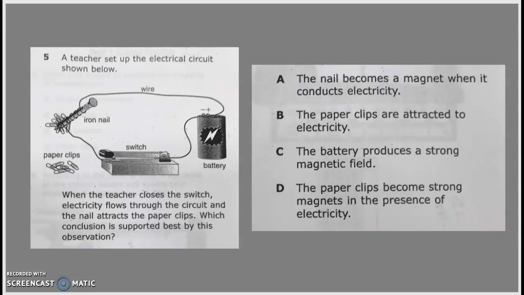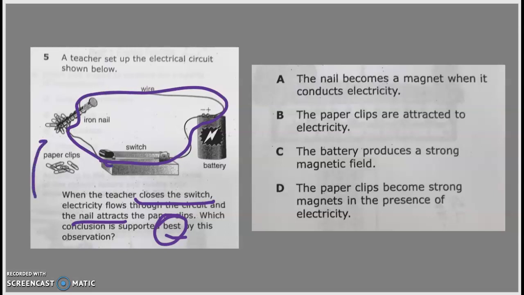When the teacher closes the switch, electricity flows through the circuit. The nail attracts the paper clips. Which conclusion is best supported? Again, that doesn't mean other ones might not be totally correct, but I'm looking for the best. The nail becomes a magnet when it conducts electricity. Well, remember, because it's a closed circuit, the energy is allowed to flow through, and when that happens, the paper clips go to the nail. So this is something that could be my answer choice.